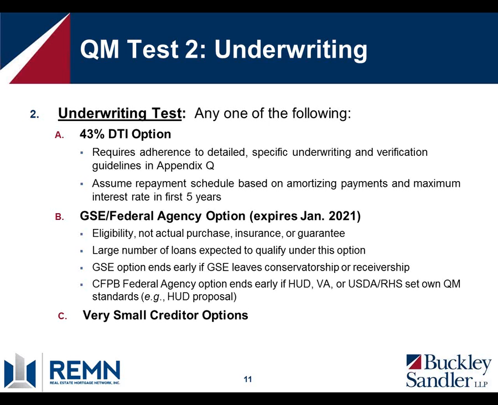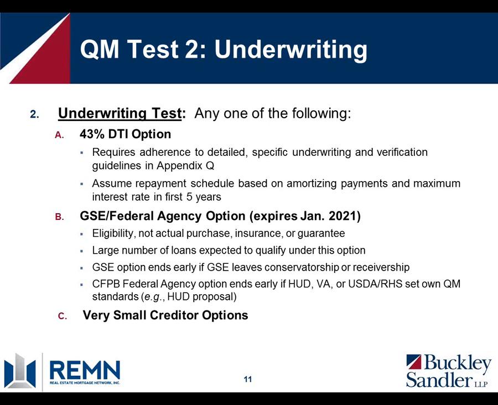So that's one option. A different option is to follow GSE or federal agency standards. As long as it's consistent with those agency or GSE standards, the DTI can be more than 43%, and you don't have to worry about Appendix Q. So the requirement here is that the loan be eligible for purchase, guarantee, or insurance based on the standards, not that it actually be purchased, guaranteed, or insured. And this is where it's expected at the early stages of the rule, most loans will be. It's expected that upwards of 80% of loans that are currently being made on the market will qualify for this.